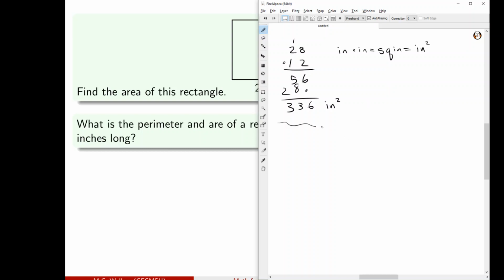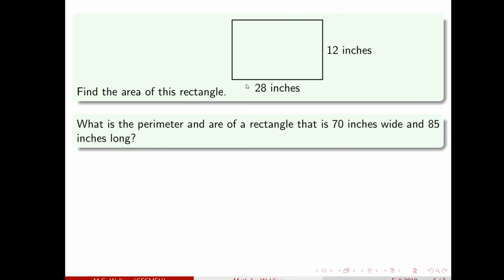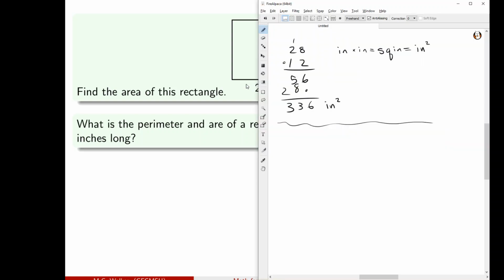Then our next question was that rectangle that was 70 by 85. I'm going to take 85 and multiply it by 7. 7 times 8 is 56 plus 3 is 59, and we have 0 on the end of it. Again, this is square inches.